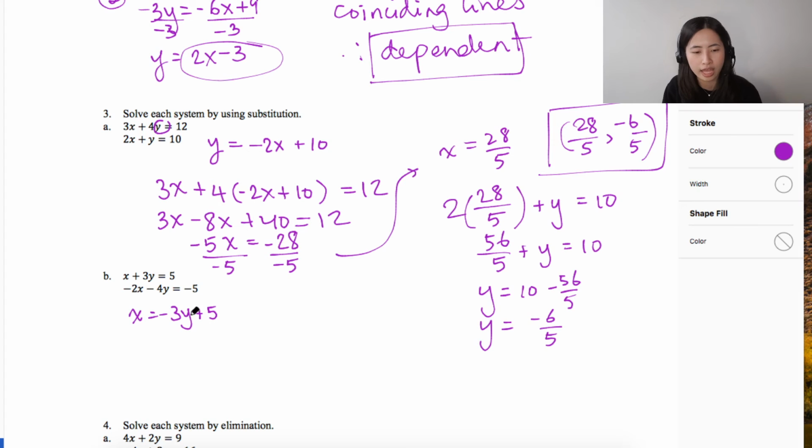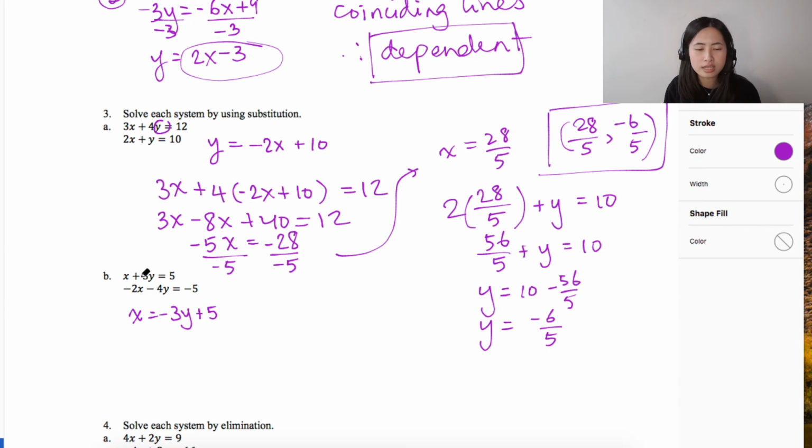Once you have x, here's the thing: you cannot use the same equation. If you're using equation 1 for the substitution, you have to use the second equation to plug into. Let's say you isolated x, which is equal to negative 3y plus 5, and then you wanted to plug this back into 3y. You can't do that because it's the exact same equation, and therefore there's no point in doing the substitution.